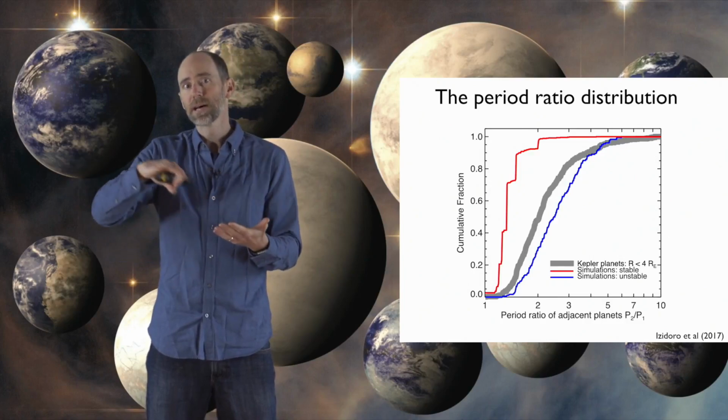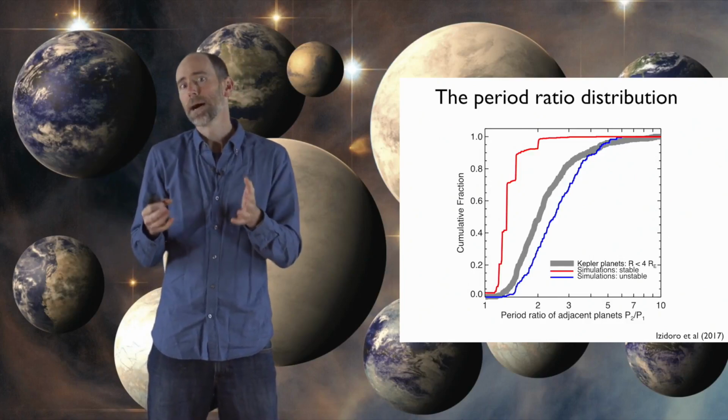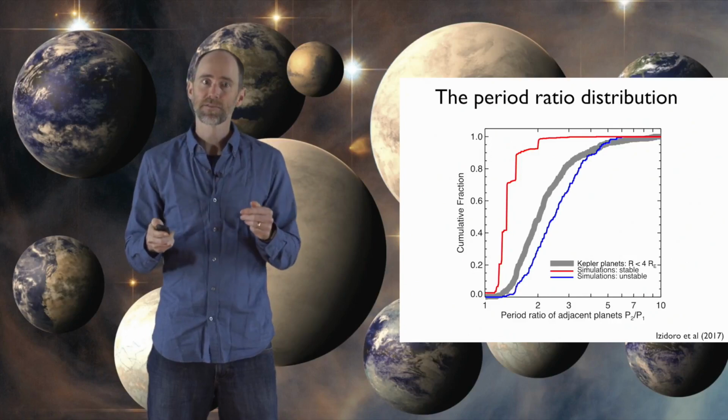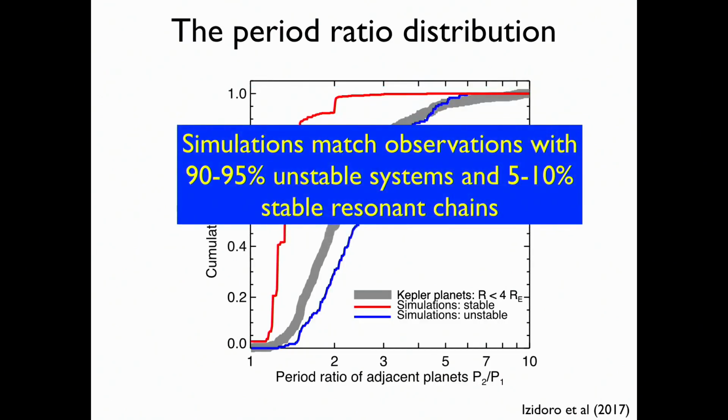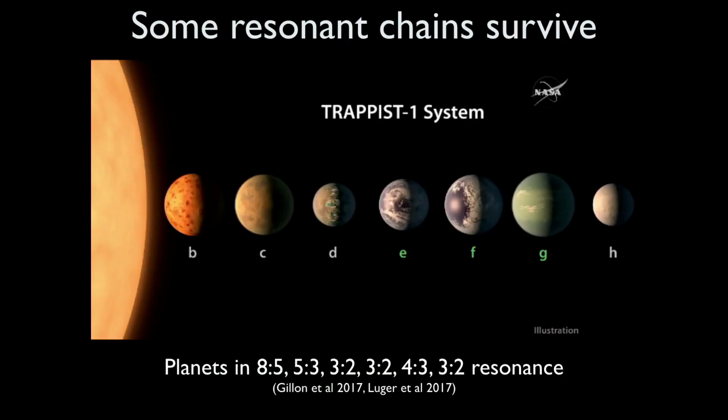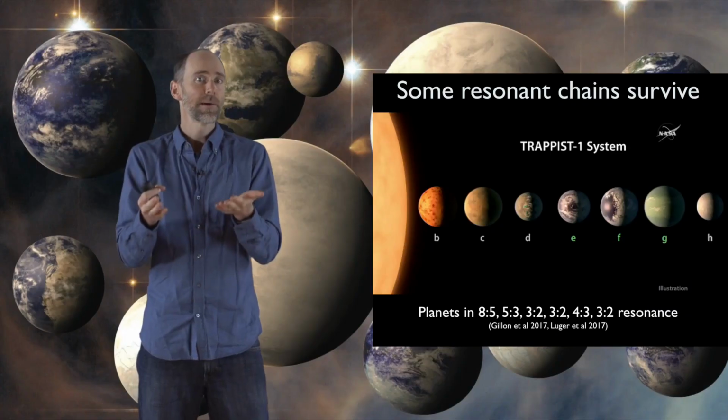Some of the most interesting systems we see, such as the TRAPPIST-1 system, are found in long resonant chains. The TRAPPIST-1 system is exceptional in that it has 7 planets, all roughly the size of the Earth, in a very long resonant chain. And that same mixture of 5 to 10% stable resonant chains, 90 to 95% unstable ones, can also match the multiplicity distribution that we saw before.